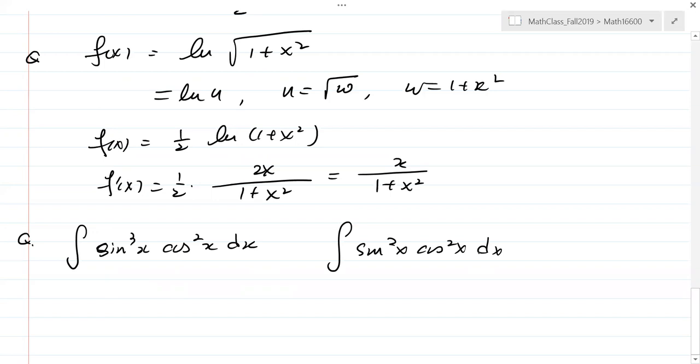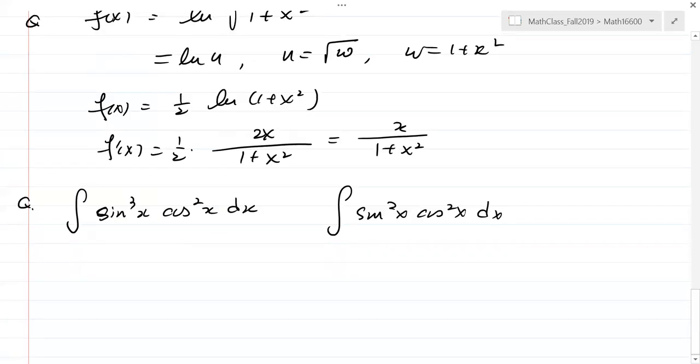If one power is even and the other power is odd, then the method will be totally different. If both powers are even, then the method will be different too, okay? So I picked up those two problems and let's discuss that, okay?